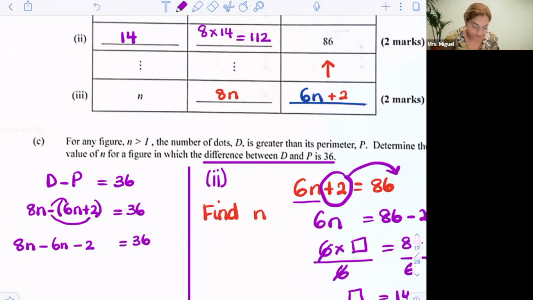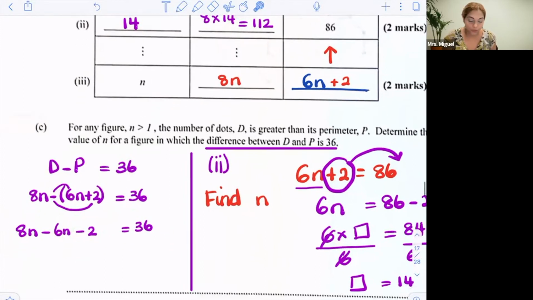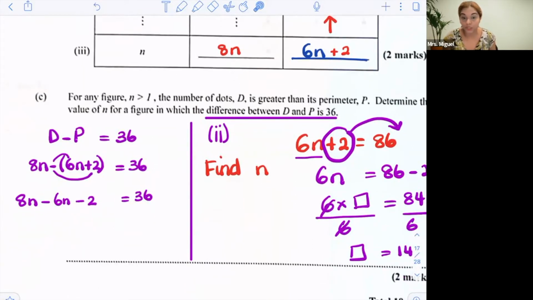Now, here's what you're doing for me. Carry this -2, so it becomes positive. Subtract this and then divide by the number in front of the n. So you take it down and see what you can do with it.